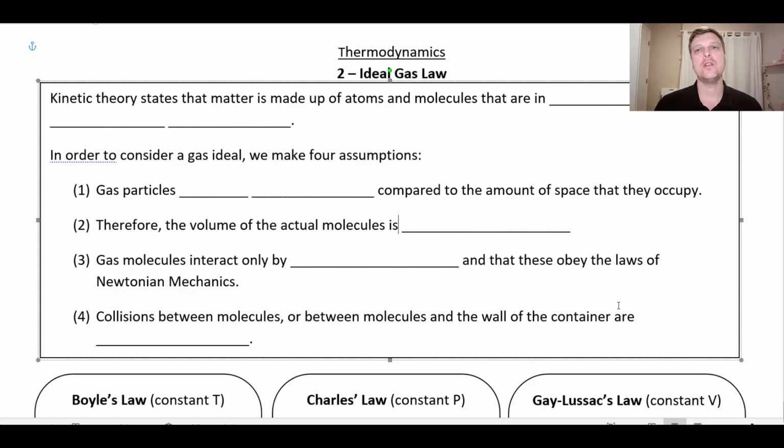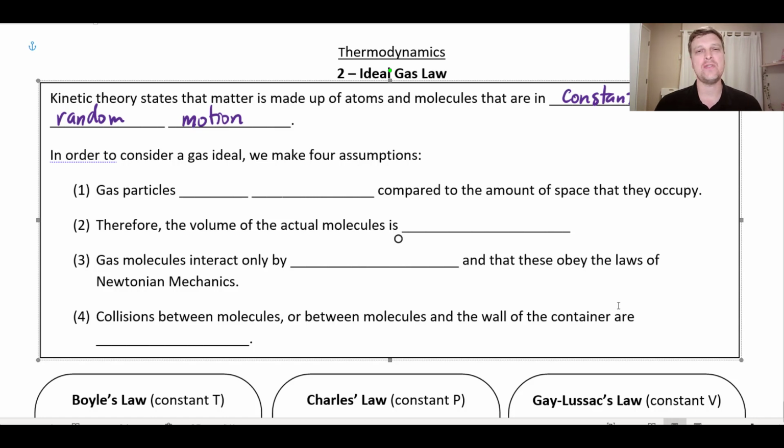So the first thing you're going to know about gases that you learned a long time ago is that gases are these particles that are just freely bouncing around all over the place. So we say that gas particles are in constant random motion. And so we are going to talk about ideal gases.